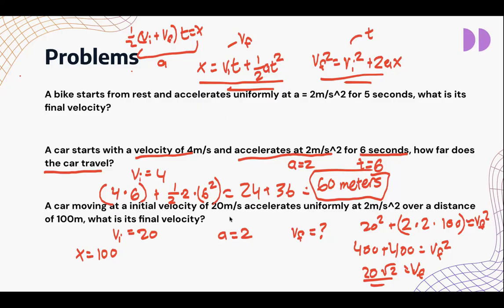Oh, there's a question in chat. Shouldn't it be 2a delta x and not 2ax, or is it the same thing? So delta x is change in x. If they're giving you an initial position and a final position, delta x is final minus initial. Delta x is just displacement, or change in x.